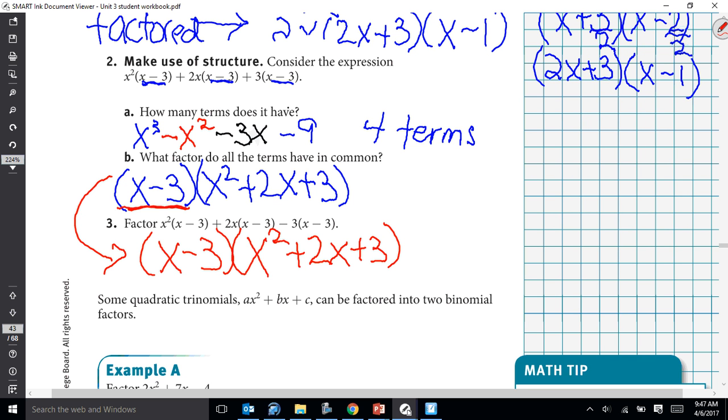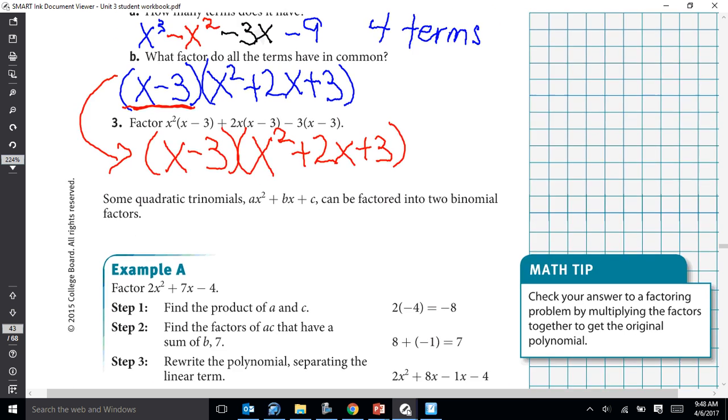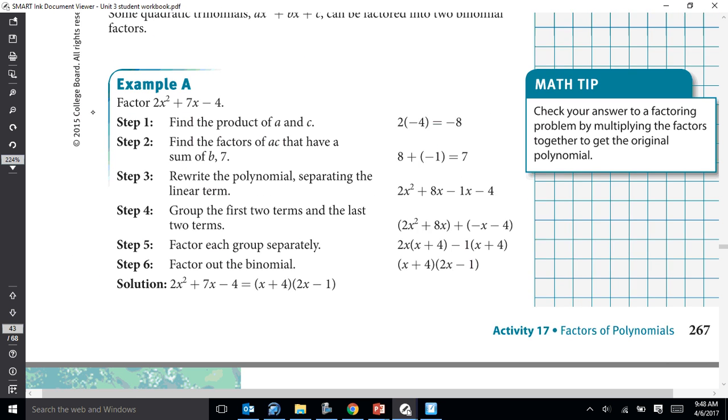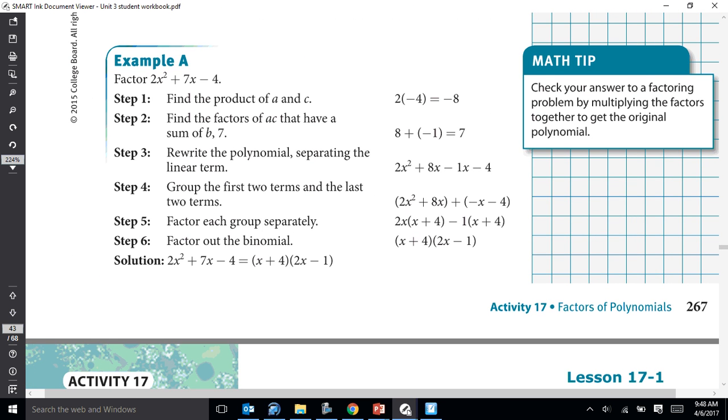So think some quadratic binomials, ax squared plus bx plus c, can be factored into 2 binomial factors. All right, so looking at example A, we have 2x squared plus 7x minus 4.